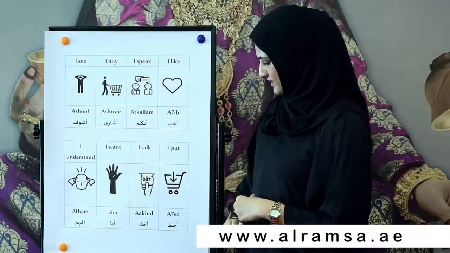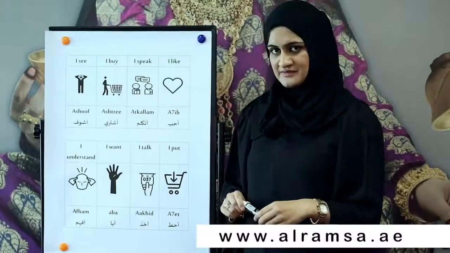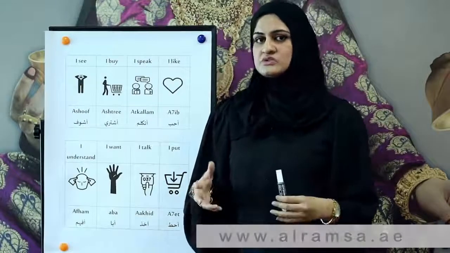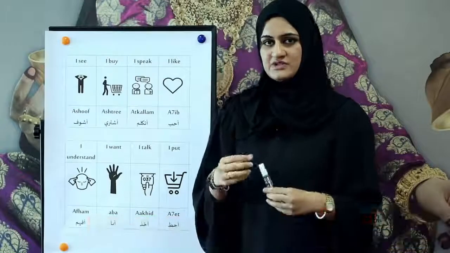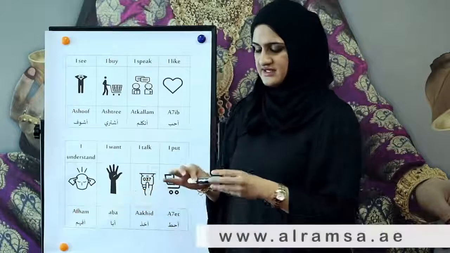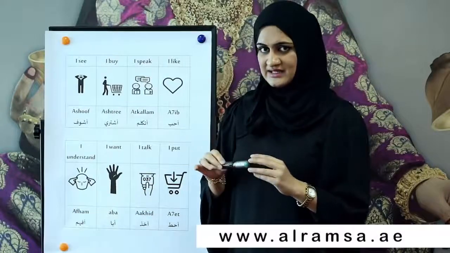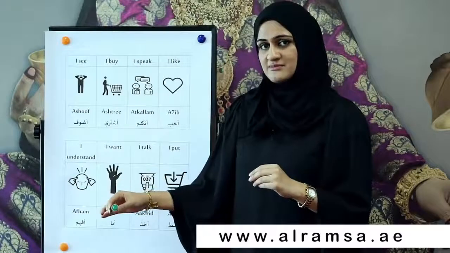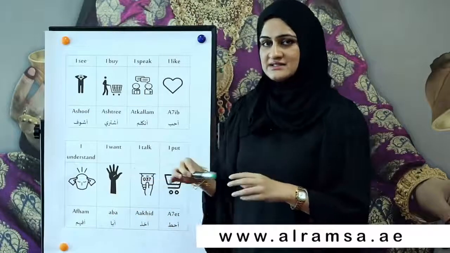Verb number 5, رقم 5. أحط. أحط means I put. For example, we also use the word I put makeup. أحط مكياج. Or I put, for example, the pen on the table. I would say أحط القلم على الطاولة. I put the pen on the table.